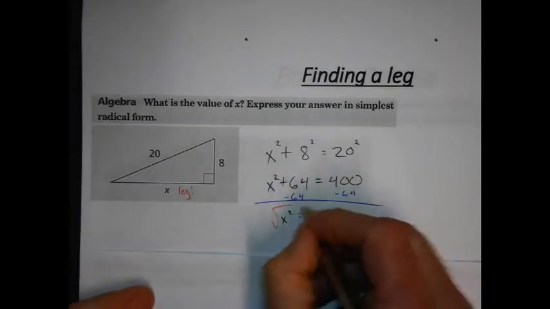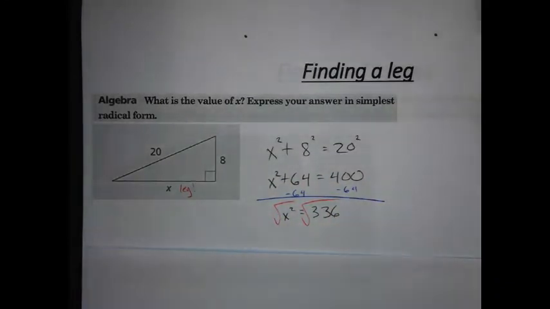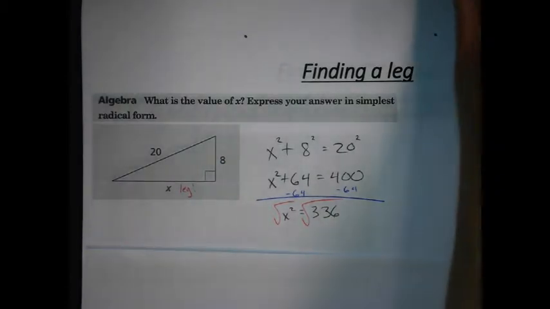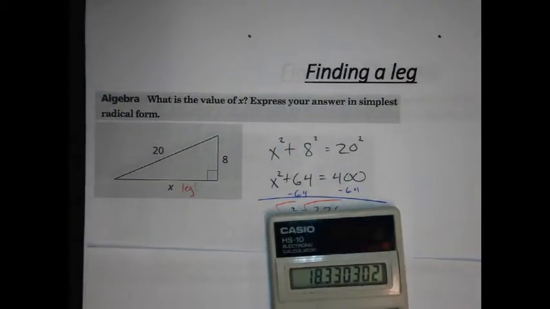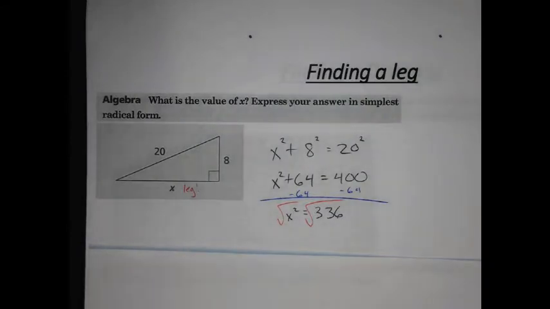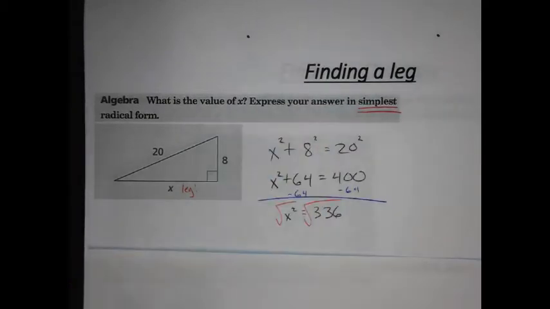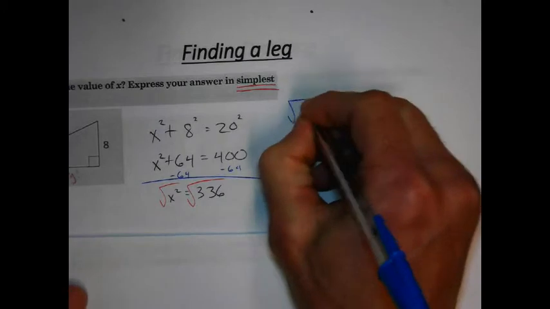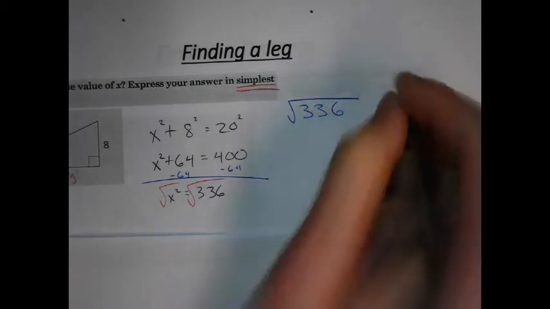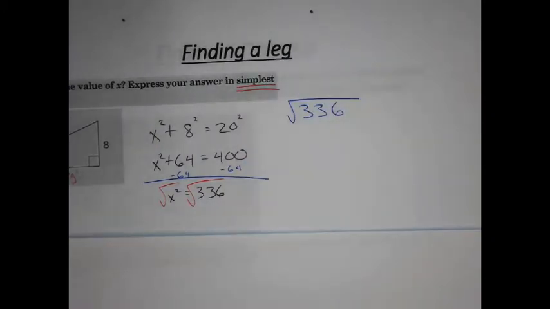Now, what happens when we take the square root of 336? We get a crazy number, right? It's like 18 point what have you. It's a crazy number, not a perfect square. So we have to simplify this radical expression. We have to simplify the square root of 336. So something has to happen.